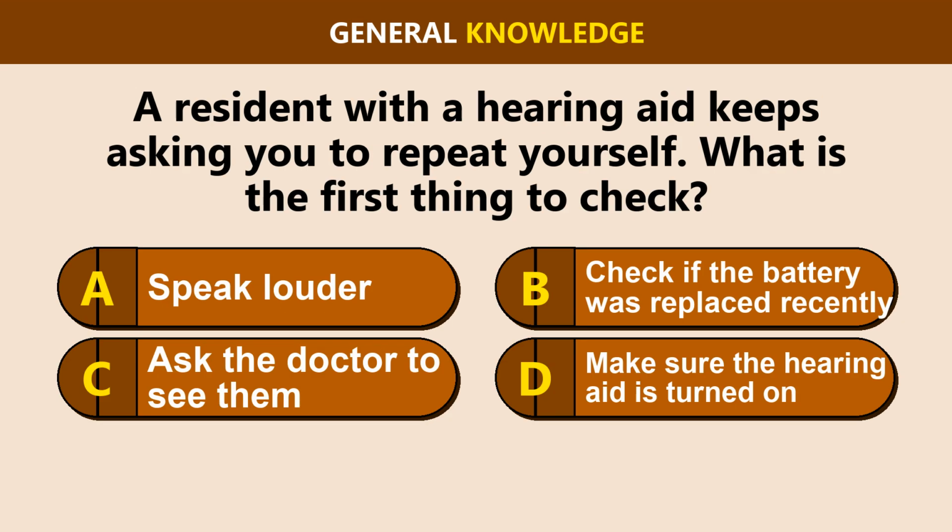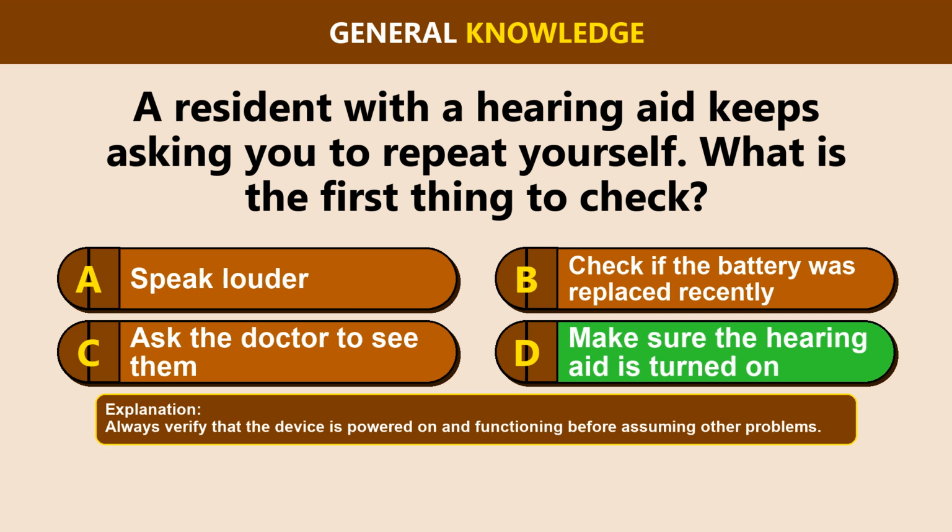Question 6. A resident with a hearing aid keeps asking you to repeat yourself. What is the first thing to check? Option A. Speak louder. Option B. Check if the battery was replaced recently. Option C. Ask the doctor to see them. Option D. Make sure the hearing aid is turned on. The correct answer is option D. Make sure the hearing aid is turned on. Always verify that the device is powered on and functioning before assuming other problems.